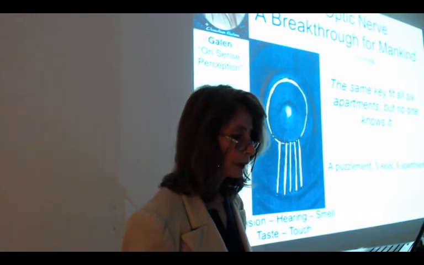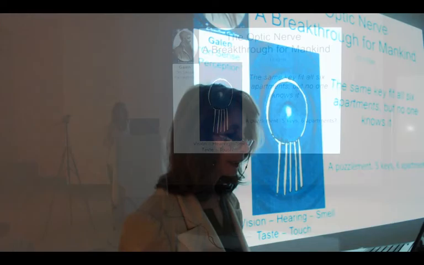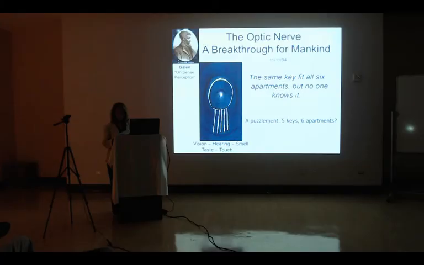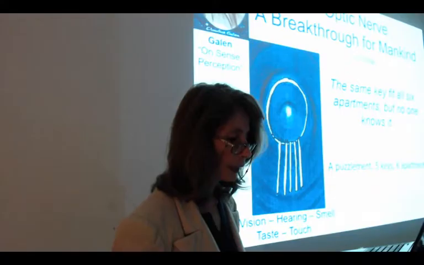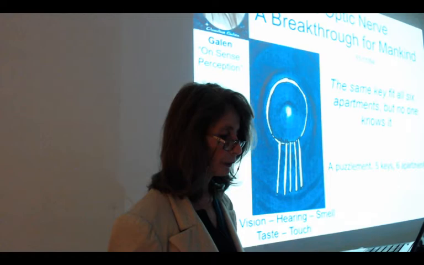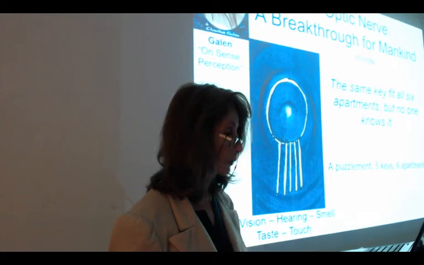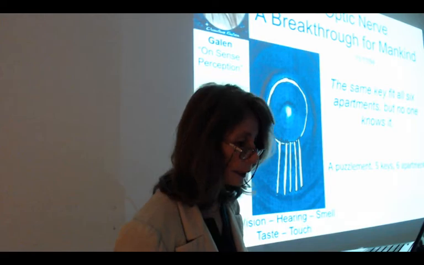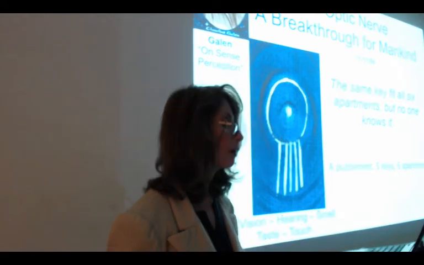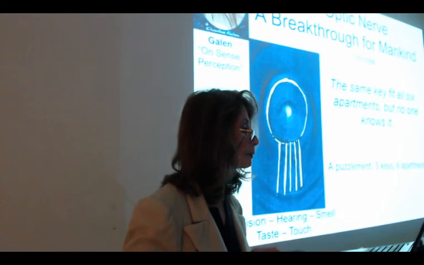So the keys came to represent the 5 senses, which you see at the bottom of the screen: vision, hearing, smell, taste, and touch. But what was the 6th? Well, I learned sometime after the dream, I did a lot of research, that Galen regarded the cerebral spirit, or pneuma, as the active agent of all sensory organs.